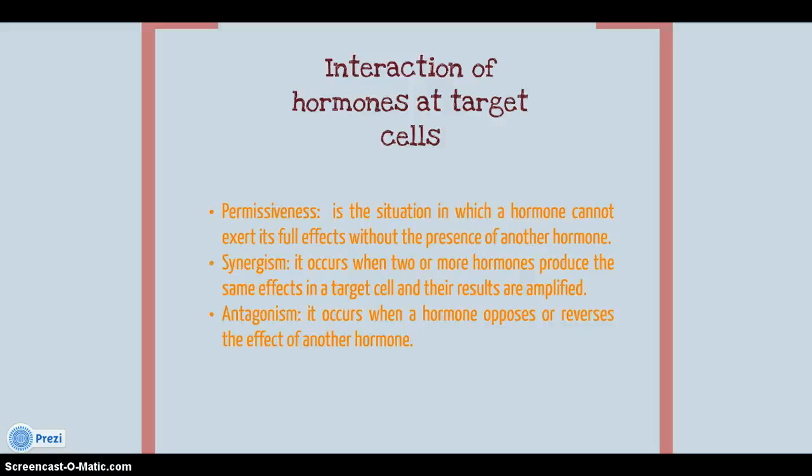Interaction of hormones and target cells. First, we have permissiveness. It is a situation in which a hormone cannot exert its full effects without the presence of another hormone. Synergism occurs when two or more hormones produce the same effects in a target cell and the results are amplified. And finally, antagonism occurs when a hormone opposes or reverses the effect of another hormone.